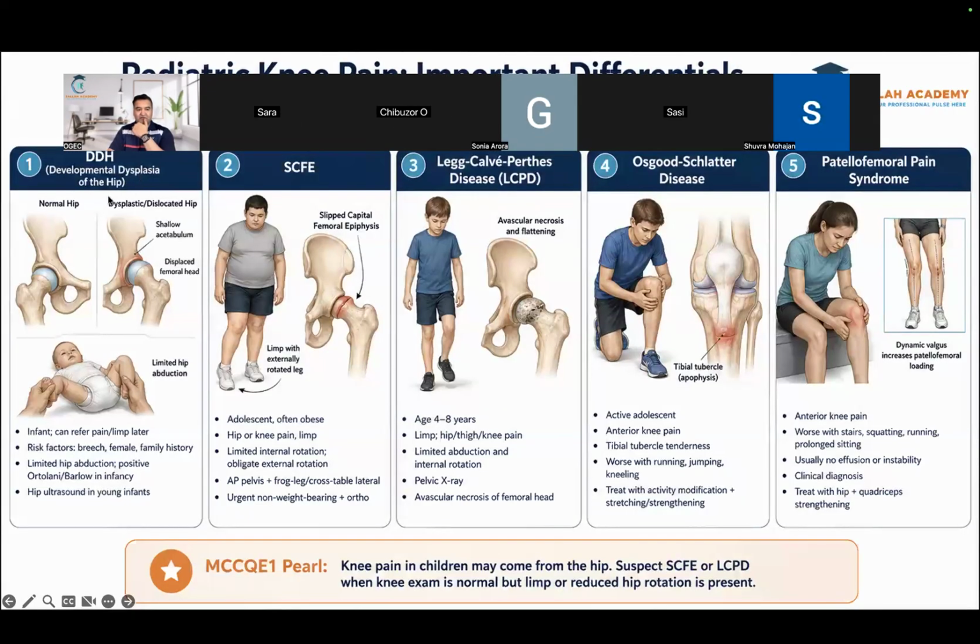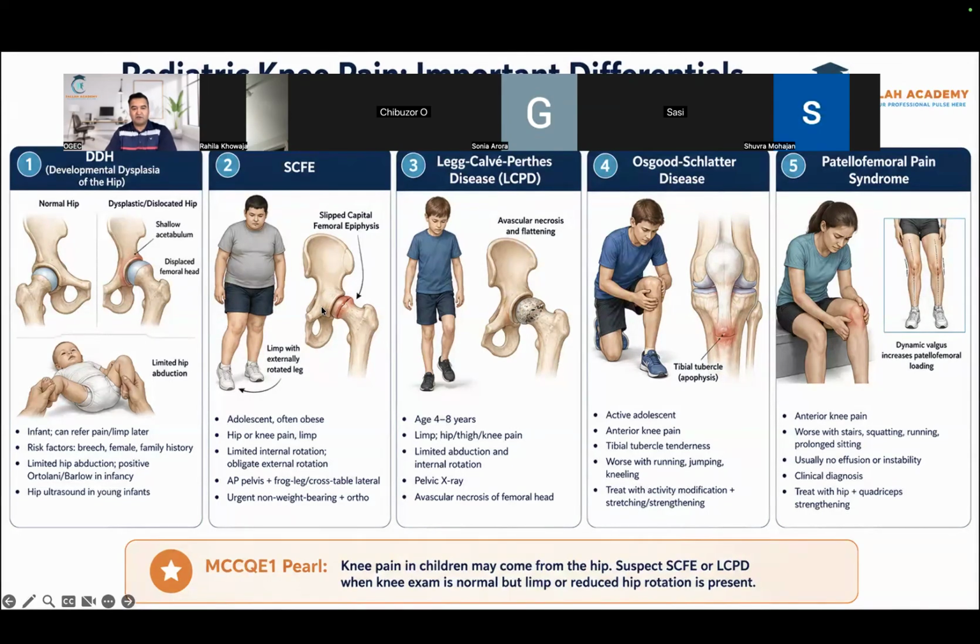Developmental dysplasia of the hip, usually an infant, right? Up to 6 months. After 6 months, we do X-ray. Before 6 months, we do ultrasound. And what is the best treatment for an infant who is less than 6 months? A Pavlik harness. After that, we have to involve the specialist. Most probably closed reduction, spica, or surgery.